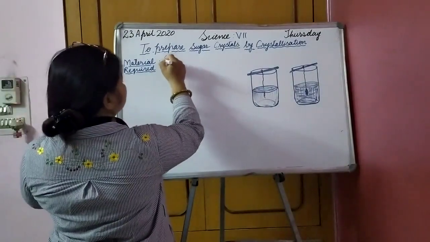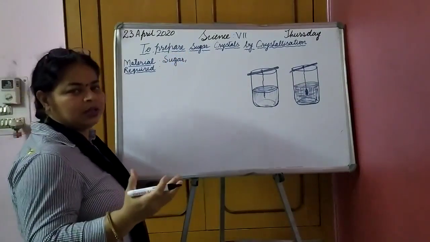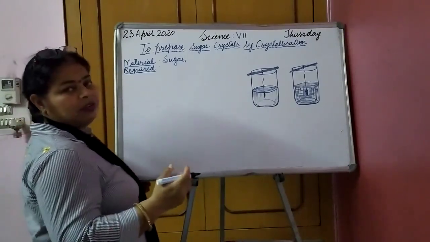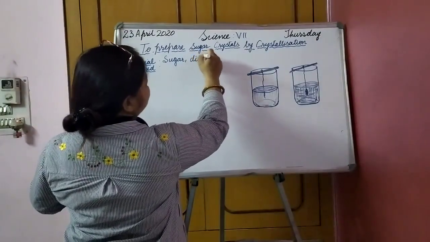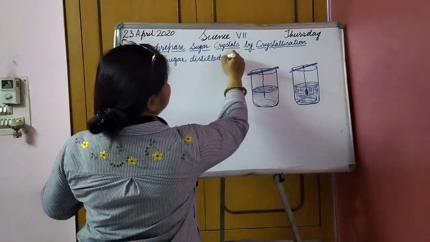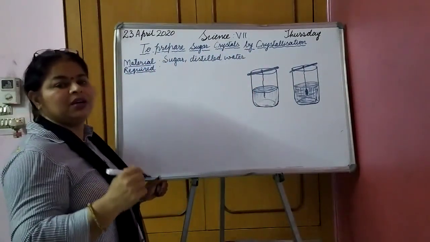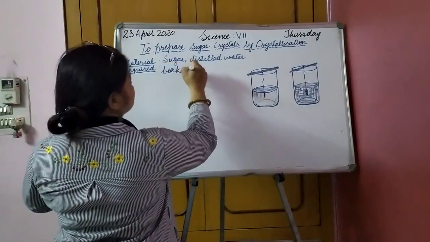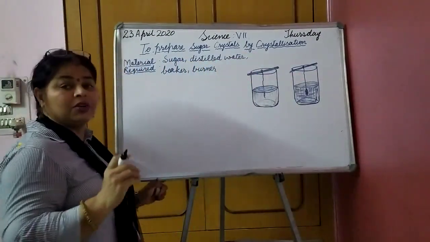Table sugar, or sugar that you use in your houses, is an edible substance which gives a sweet taste to the edible things that you make. Then distilled water. You know what is distilled water? Distilled water is the purest form of water. Then what else? A beaker, a burner. This we are talking about when we are doing the work in the lab.